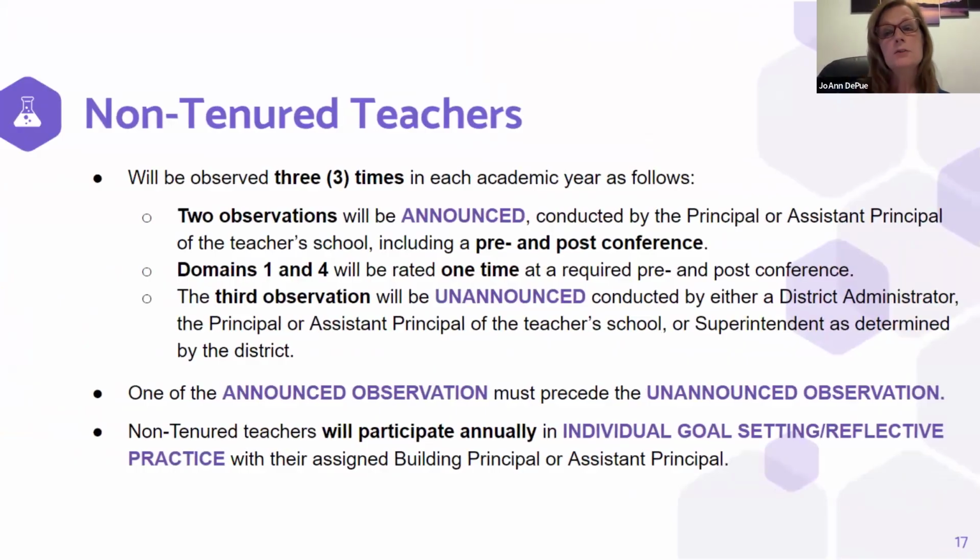So on the non-tenured side, our process stayed exactly the same. The only thing that we did have to add is some sort of secondary measure every year so that you do all of the standards. So we kept our observation cycle the same, and then we just added a goal setting piece which addressed teaching standards 5, 6, and 7.